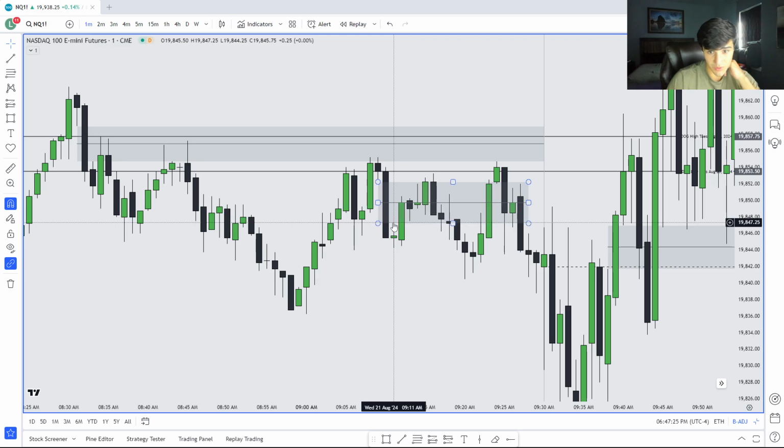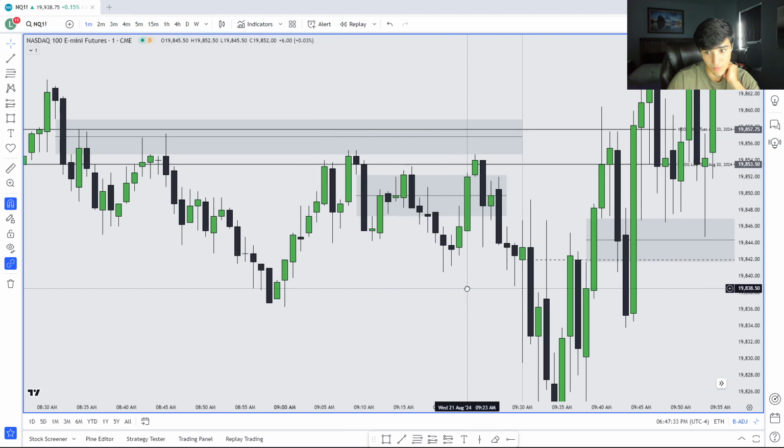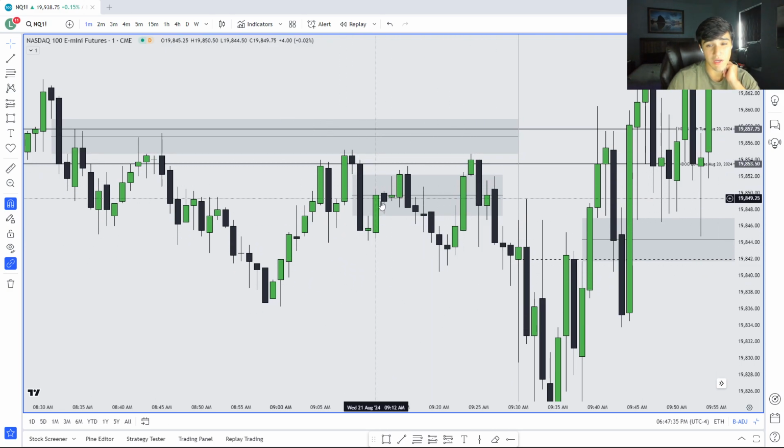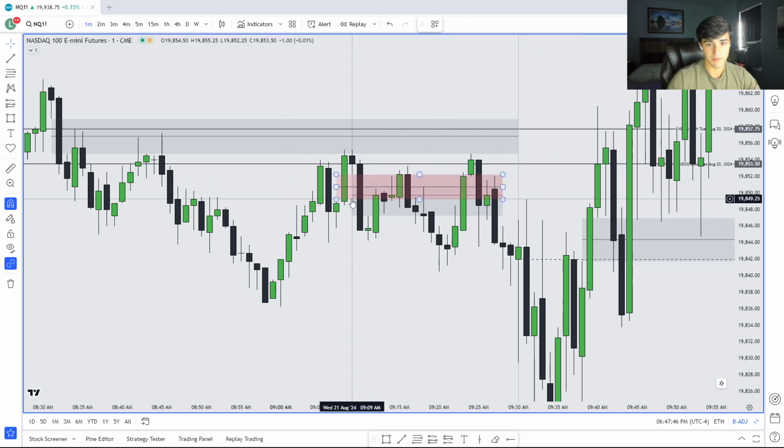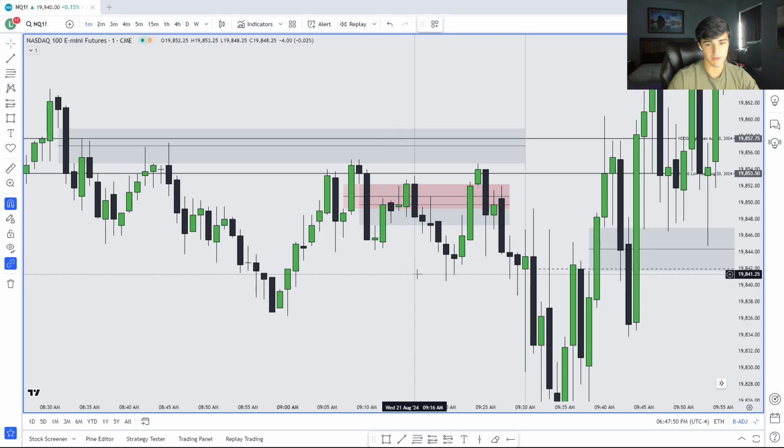So I got a hypothetical short entry here, and I anticipated this to be the breaker block, right? But I never even saw a market structure shift with meaningful displacement. So really, I got lucky, and hypothetically, I saw this as well: an inverse fair value gap. I thought, okay, this is a potential trade scenario.